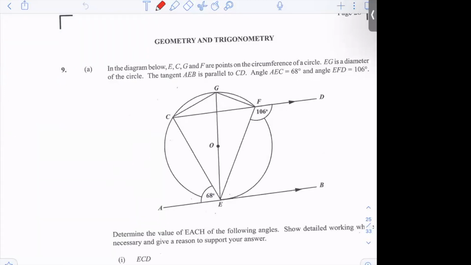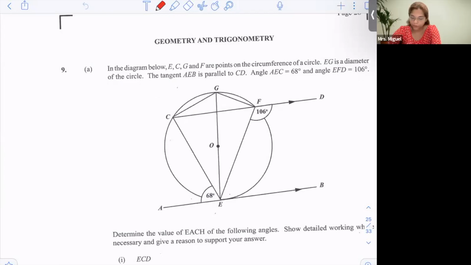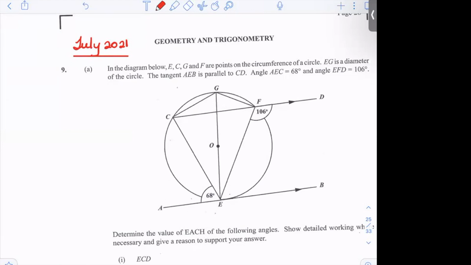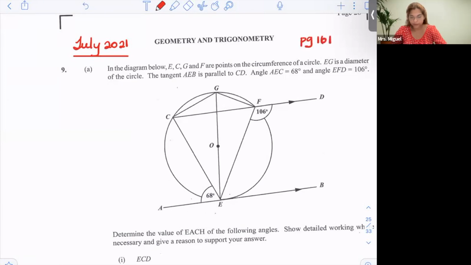Good morning, miss. So we are looking at question 9 of paper 2, and this is actually July 2021. Could someone tell me what page it is? Page 161, miss. All right, let's turn to page 161 in the booklet.